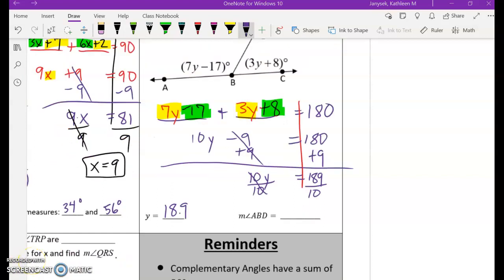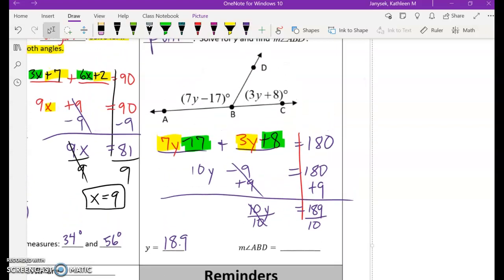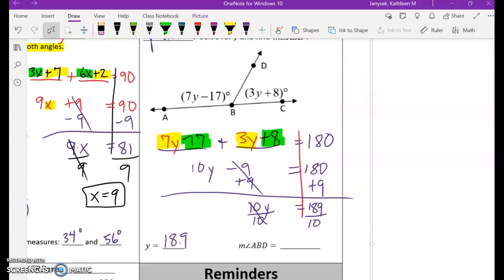Okay, so check your work to see how you did. Hopefully you added the y's together to get 10y and added the constants together to get -9. And then added 9 to both sides and then divided both sides by 10, and we did get a decimal. That's okay. In geometry, you'll find next year you'll get a lot more decimals than you did this year in Algebra 1.